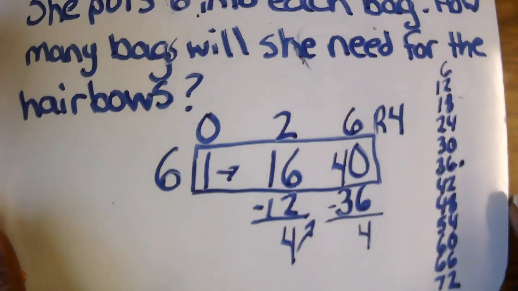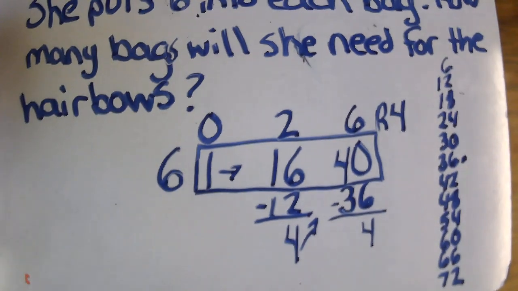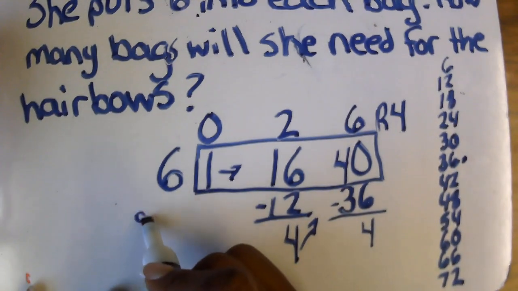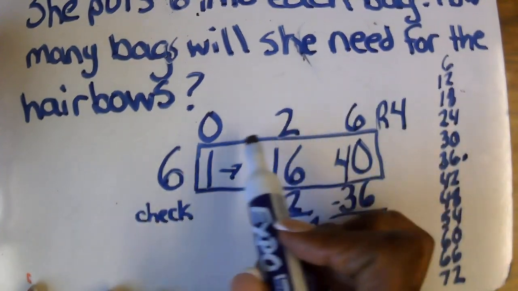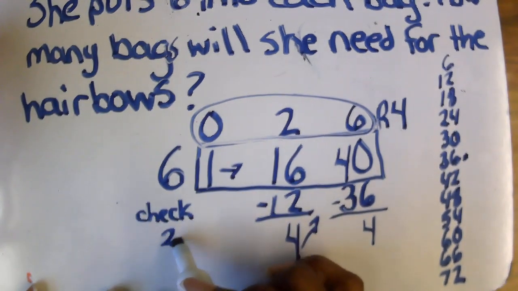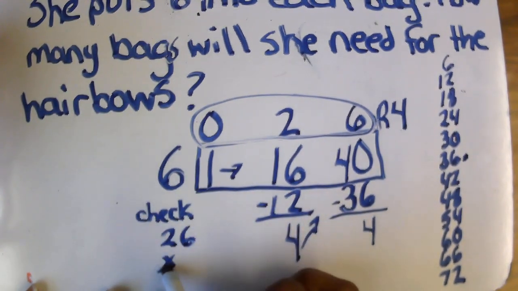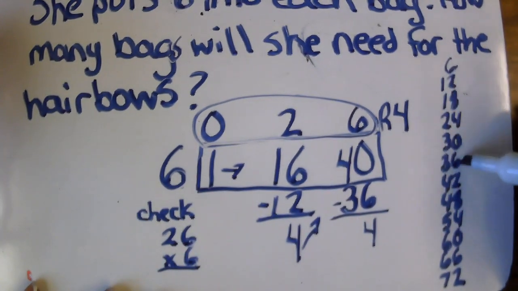So now I'm going to check it, because division is something you can check, and you know if your division work is correct before you turn it in. So we always put the little word check. And then we're going to take our quotient, which is our answer. We're going to take 26, and we're going to multiply it times our divisor. So we know 6 times 6, 1, 2, 3, 4, 5, 6, 36.